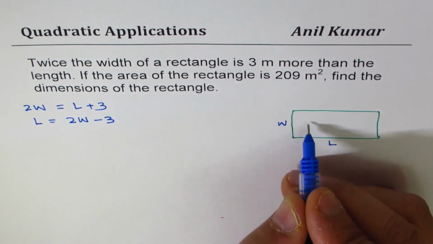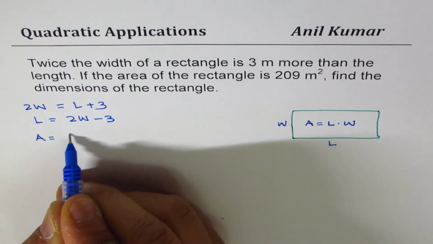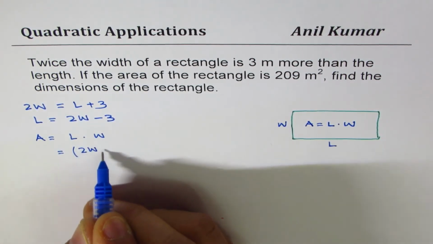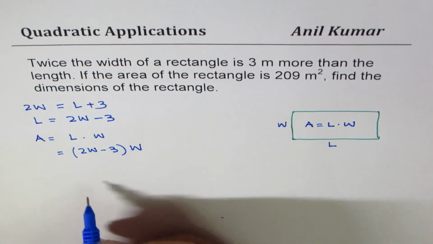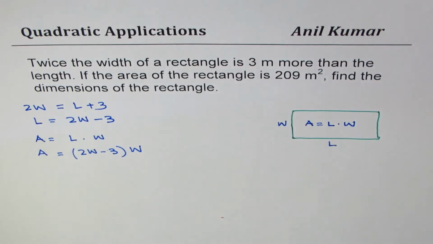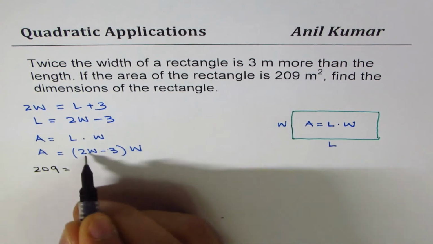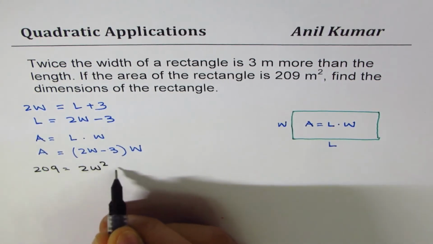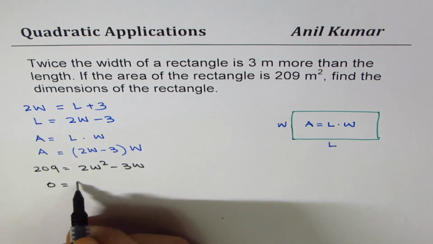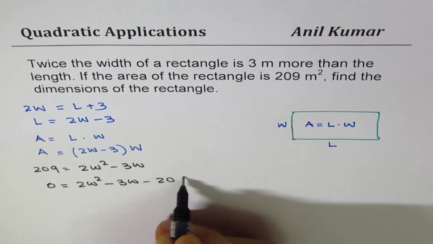What is the area? Area is length times width. So we can write area equals length times width, and we know length could be written as twice width minus 3, times width. Since we know that area is 209, we can solve this equation. So let's write down 209 for area. Open this bracket, so we get 2w squared minus 3w. Bring all the terms together: 0 equals 2w squared minus 3w minus 209, correct?